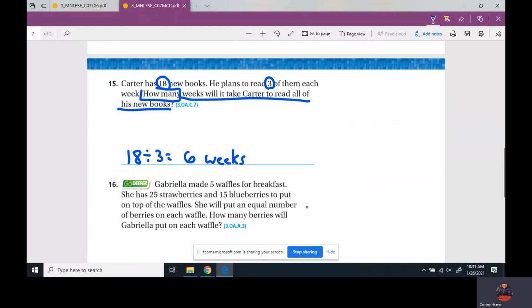We could also do it like this. We have 3 books. That's our divisor. And we can count 18 into all of them, which will give us our weeks. So he's planning to read 3 of them each week. So these stand for weeks. So 1, 2, 3, 4, 5, 6, 7, 8, 9, 10, 11, 12, 13, 14, 15, 16, 17, 18. And now they all have 6.